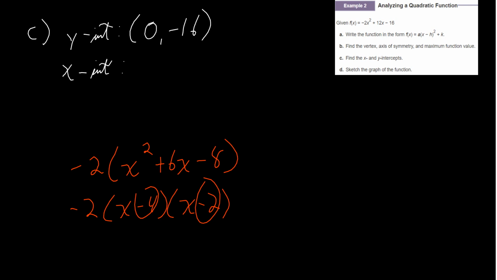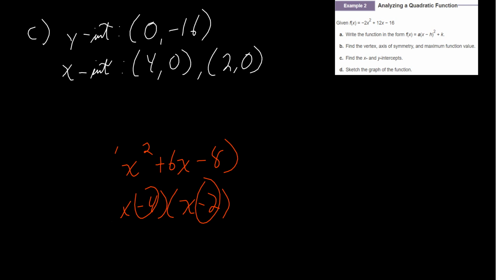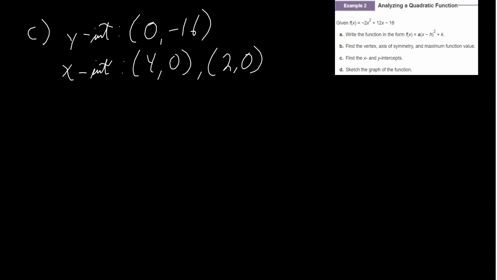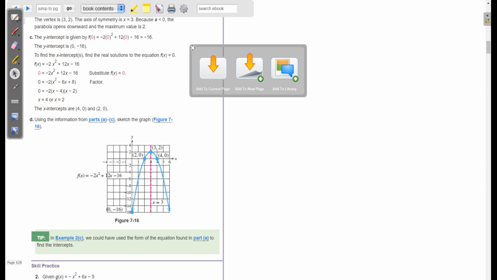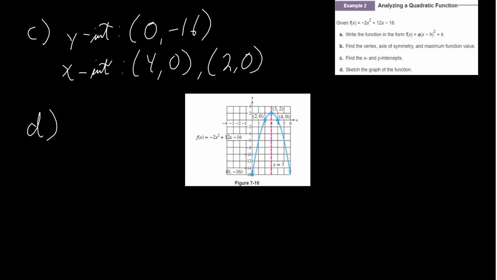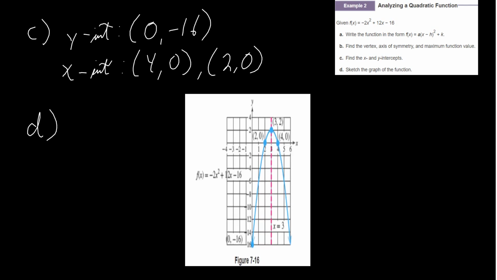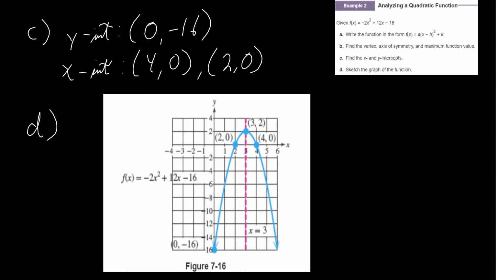So my x-intercepts are 4, 0, and 2, 0. Those are the x and y intercepts. And then for the graphing of it, I'm going to let the textbook graph this. Of course, that's just using all the information we have: the vertex, the axis of symmetry, and the intercepts. We end up with a graph that looks like this.